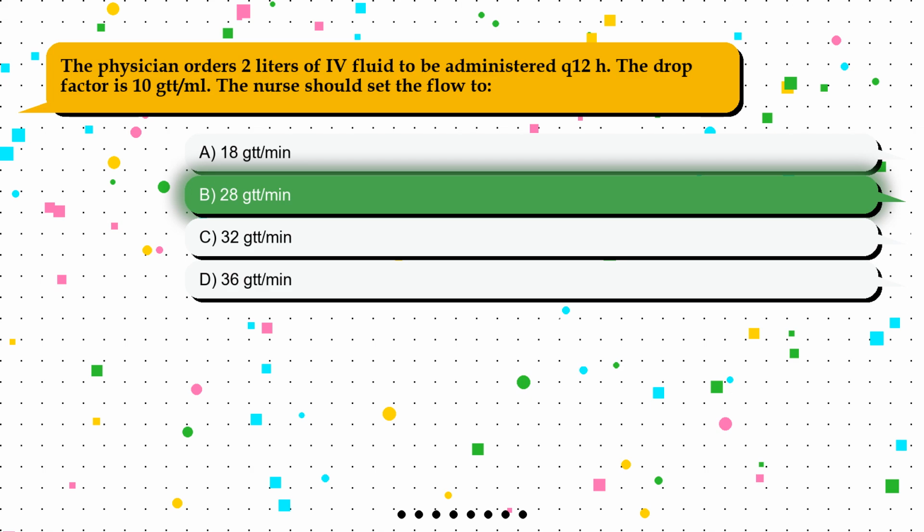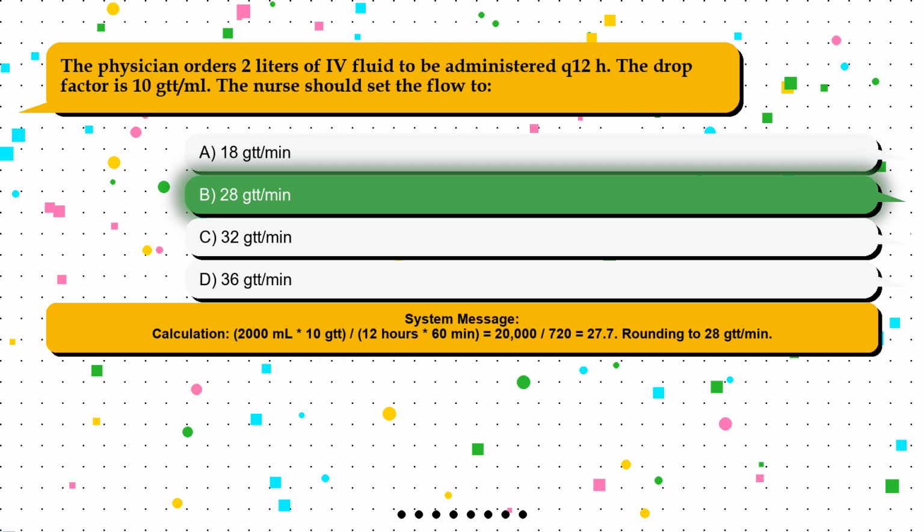The correct answer is option B, 28 GTT/min. Calculation: 2000 ml × 10 GTT / 12 hours × 60 minutes equals 20,000/720 equals 27.7, rounding to 28 GTT/min.